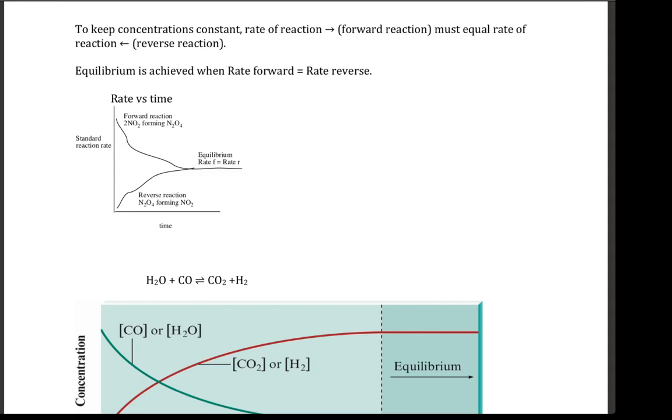And we see that on this next graph, rate versus time. So we have rate on the y-axis, time on the x-axis, and we start with the NO2, so we've got it. Its rate is decreasing as it gets used up, but then the N2O4 is forming, its amount is increasing, so its rate is steadily increasing until it reaches a constant amount.